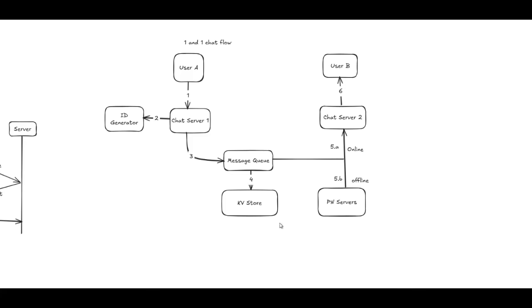The message is stored in a key-value store, and if user B is online, then the message is forwarded to chat server 2 where user B is connected. If user B is offline, then a push notification is sent from the push notification servers. Chat server 2 forwards the message to user B. There is a persistent WebSocket connection between user B and chat server 2. So this is how our one-on-one chat flow will work.